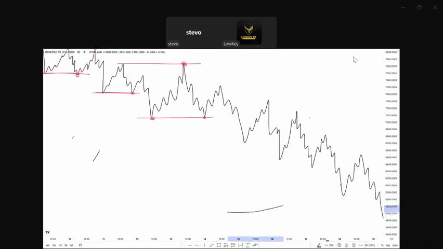Let's check out the next structure after the new invalidation. So we have an invalidation, we had a new invalidation, and this was the next structure after the new invalidation. We also call it a structure retest. This is the main structure retest, and right here we have the major structure retest. Though it was not respected, it's still our major structure retest.